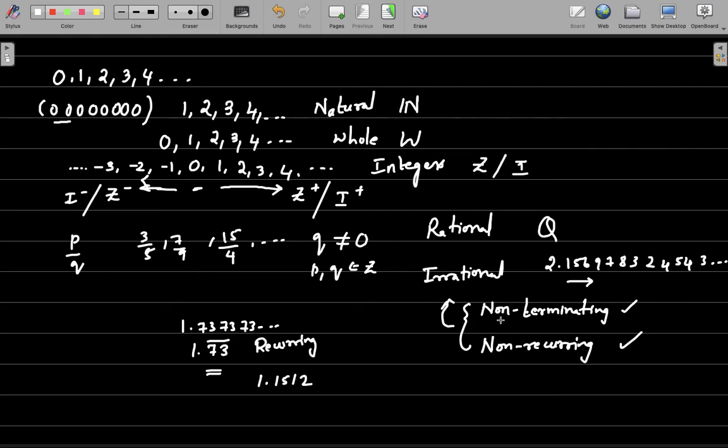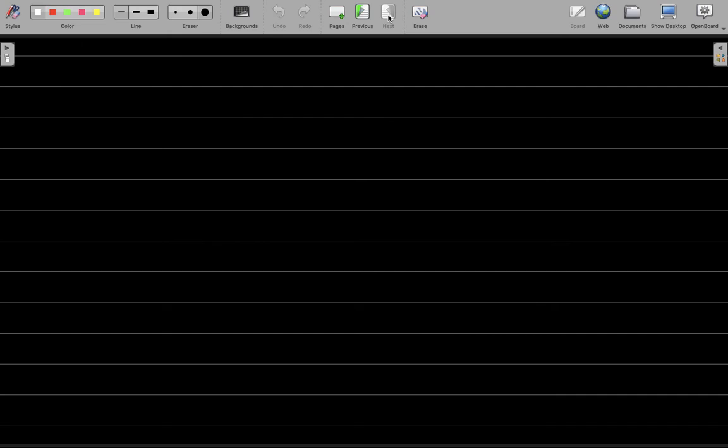But if that decimal value is non-terminating and non-recurring, that means you cannot represent that number in the form of p by q. Such numbers are called irrational numbers, right? And the set of all these numbers, the set of natural numbers, whole numbers, integers, and rational numbers together are what you call real numbers, which is represented by capital R.